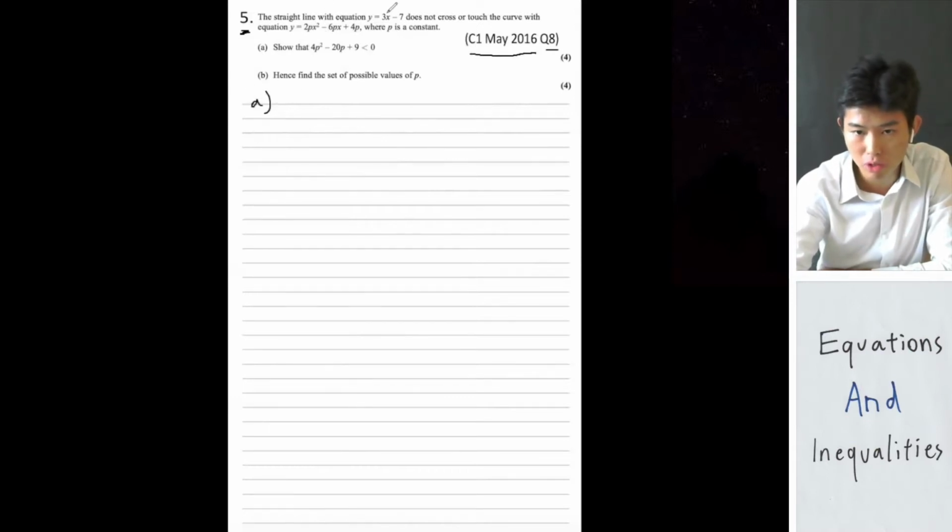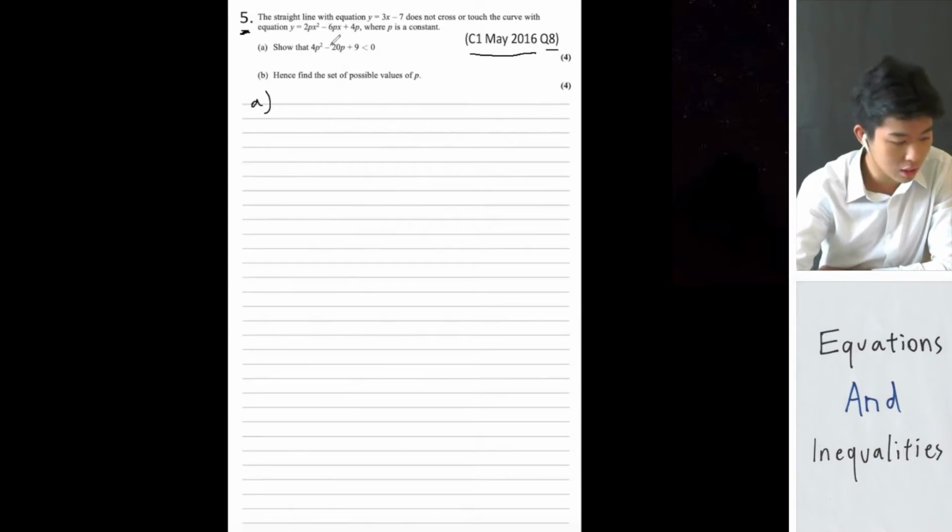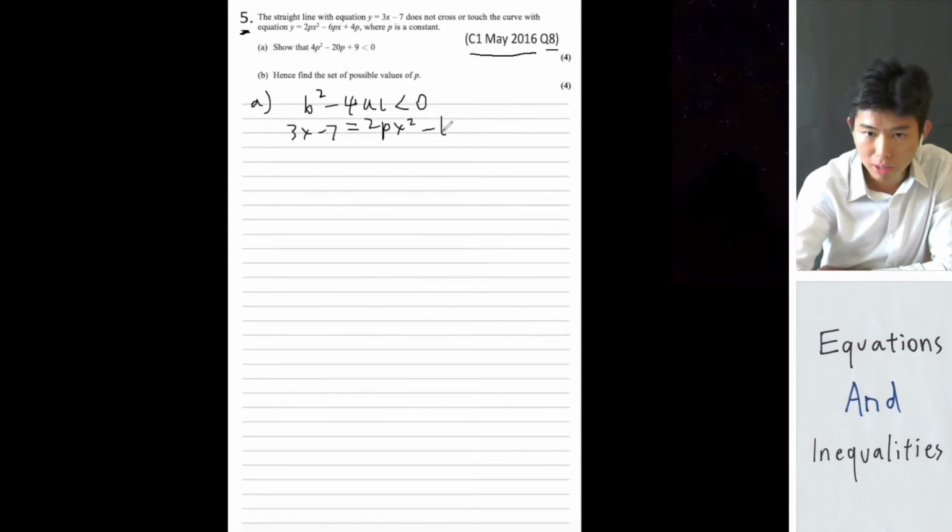Straight line with equation y equals 3x minus 7 does not cross or touch the curve with the equation y equals 2px squared minus 6px plus 4p, where p is a constant. So if the straight line is not touching the curve, that means there's no solution. What if there's no solution? Then b squared minus 4ac would be smaller than 0. And how can we get a, b, and c? Simple. Just make 3x minus 7 equal to 2px squared minus 6px plus 4p.